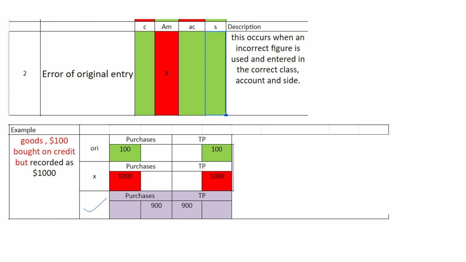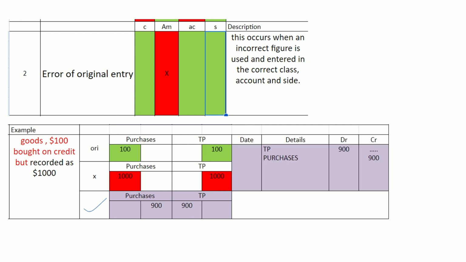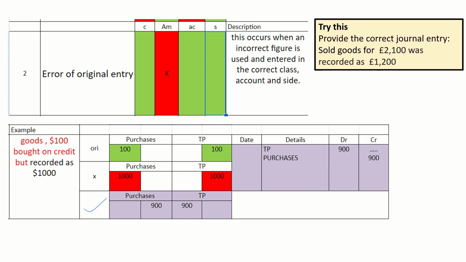In order to correct this error, you credit purchases by 900 and you debit trade payables by 900 in order to reach the correct entry of purchases 100 and trade payable credit by 100. Therefore, to correct this error, debit trade payable 900, credit purchases 900.